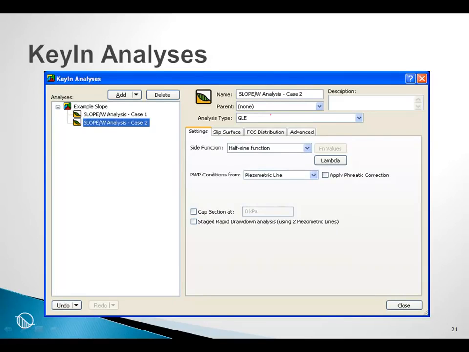We will now start exploring some of the details in SLOPE/W. First of all, it is in the KeyIn Analyses dialog box that we select the method, the analysis type. It's right up in here, and we will do this several times. But the key point here is the KeyIn Analysis dialog box is where we select the method and where we select slip surface shapes and so forth.